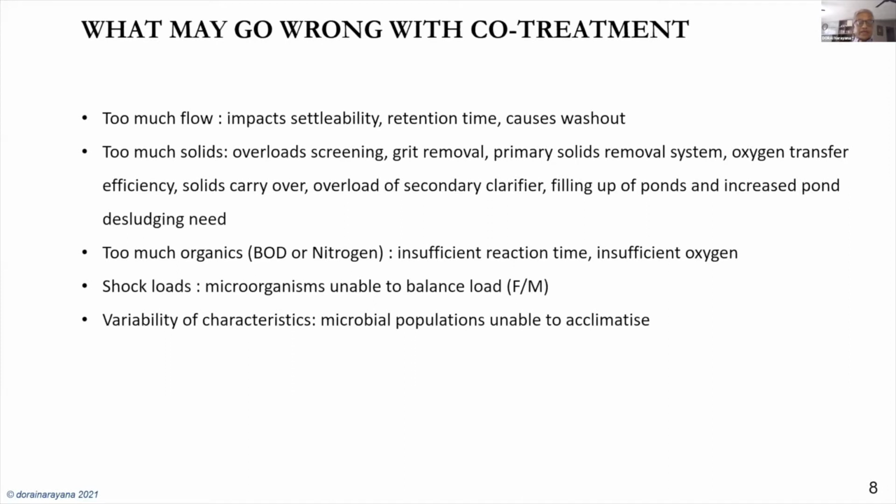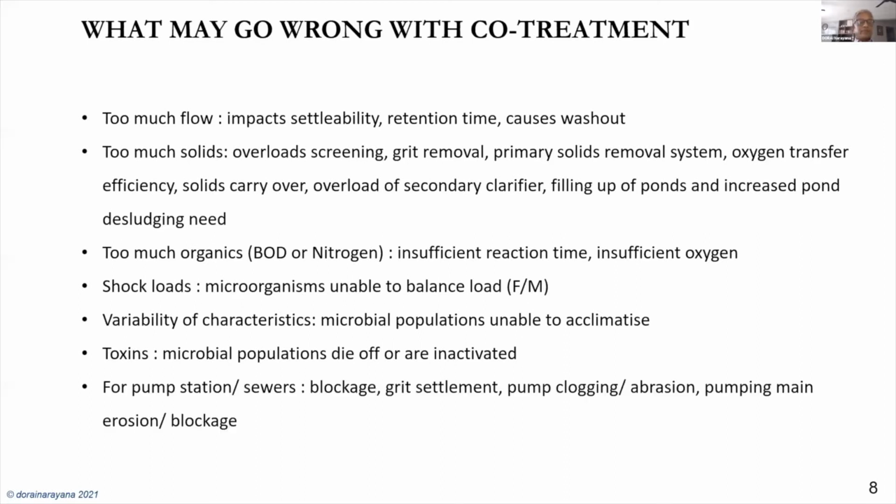The variability of the characteristics, again, the microorganisms need to acclimatize. If you have a sudden influx of very high strength waste coming in, the microbial populations will be unable to adjust and acclimatize on time and be able to do the work of the treatment efficiently. And finally, you may have some toxins which may then kill off the microorganisms or inactivate them.